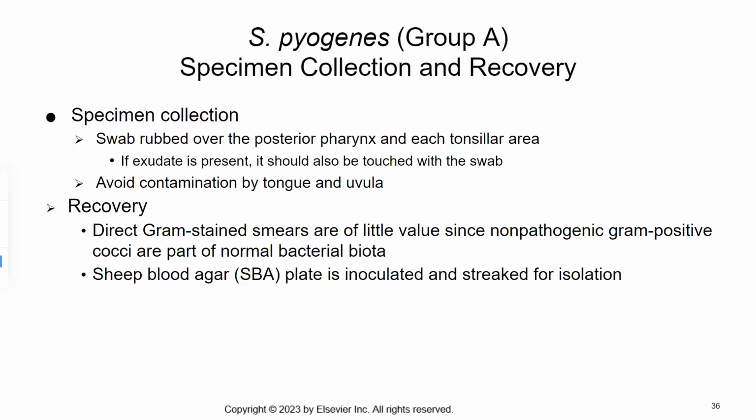Recovery: direct gram stain smears are of little value since non-pathogenic gram-positive cocci are part of the normal bacterial biota. So you wouldn't just want to gram stain a swab. You actually have to work up that swab. SBA is inoculated and streaked for isolation, and then there's some selective media that's also used.